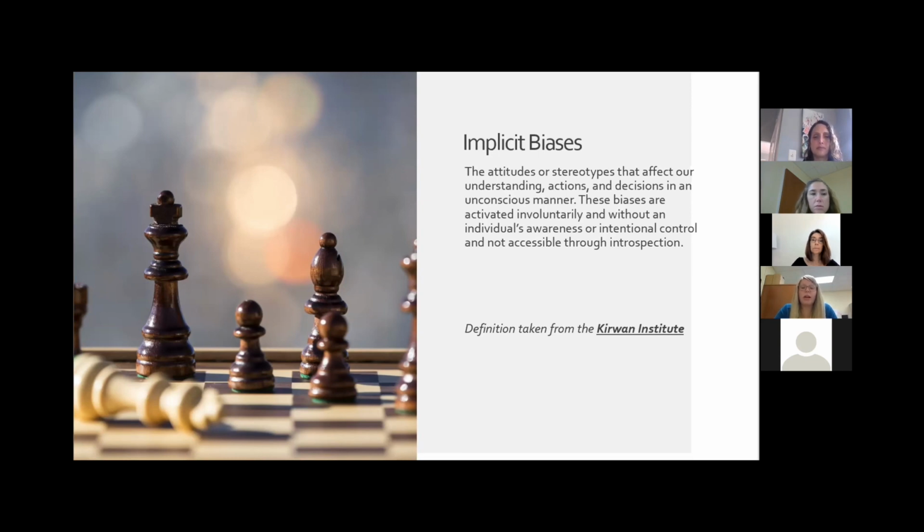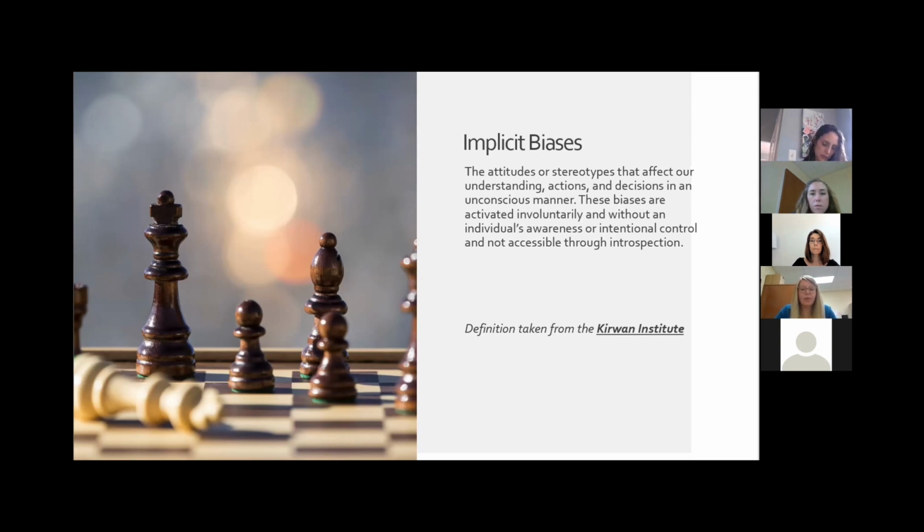It's our automatic assumptions. Now, one of the ways that we strive to identify our own implicit biases and change it throughout our healthcare system was by creating a free assessment tool. Now, Harvard did create an implicit bias association test, and it's to help individuals identify their own implicit biases.